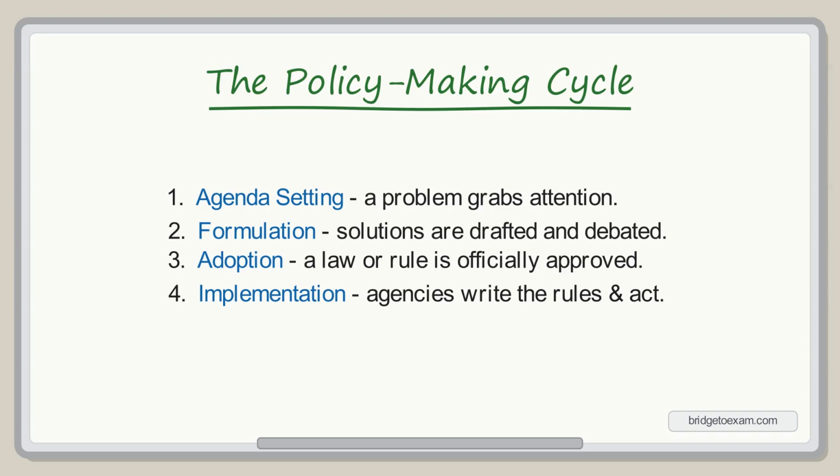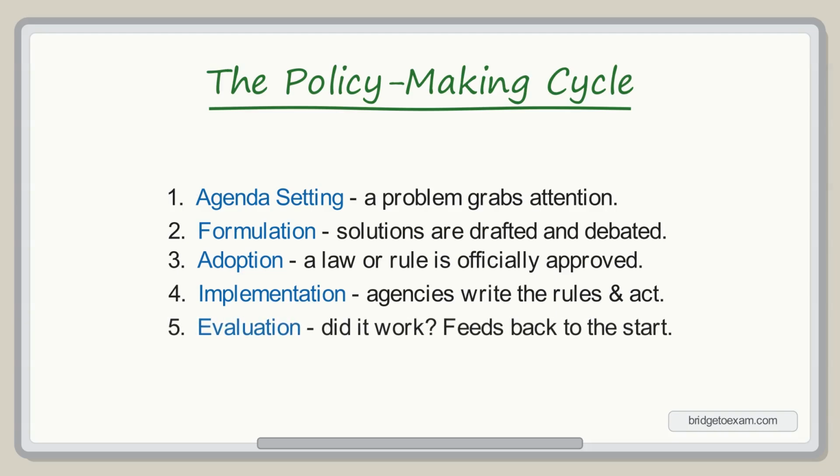Congress sets broad goals, but agencies like the EPA write the specific regulations that carry the law out. Fifth, evaluation. Did the policy work? Were there side effects? That feedback loops right back to agenda setting, sometimes sparking a brand new round of policy.